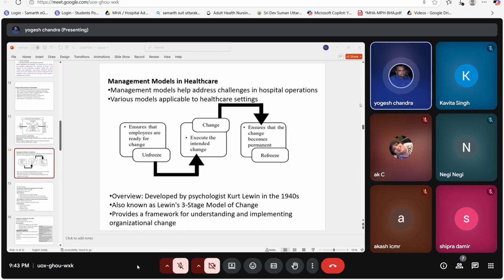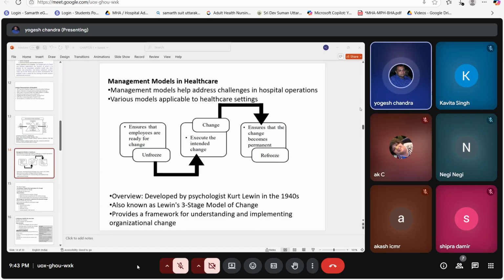Then cultural integration. In a company, people are coming from different cultural backgrounds, so sometimes they have some problem with their cultural things, something like that. They make them resistant to using the technology as a tool. So we have to address that issue also. So in this way, we can see that with these three stages, unfreeze, change, and refreeze, we can manage any kind of change in the hospital.